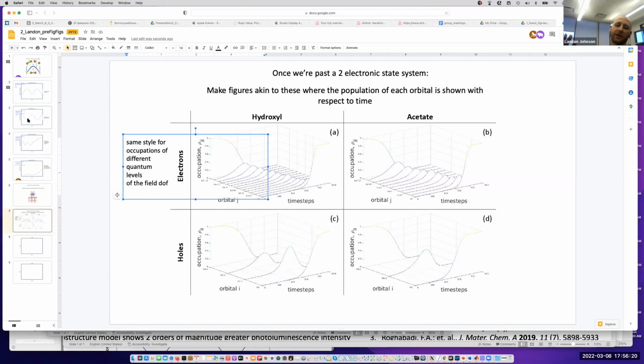Because if we only have two states, it's trivial. You know what I mean? If it's not in one, it's in the other. But once we have more than that, then this might actually show something. So if you are using this style of figures for photons, then we do not need to wait for many electrons. Right. So same style, but not for electronic degrees of freedom, but for different quantum states of photonic degree of freedom. Yes.